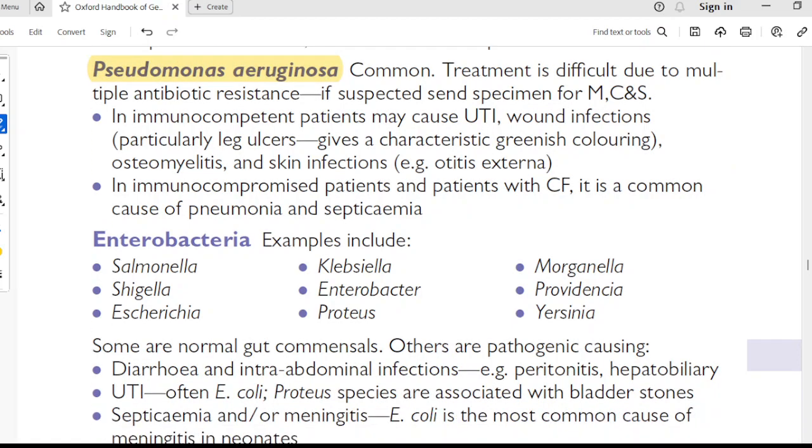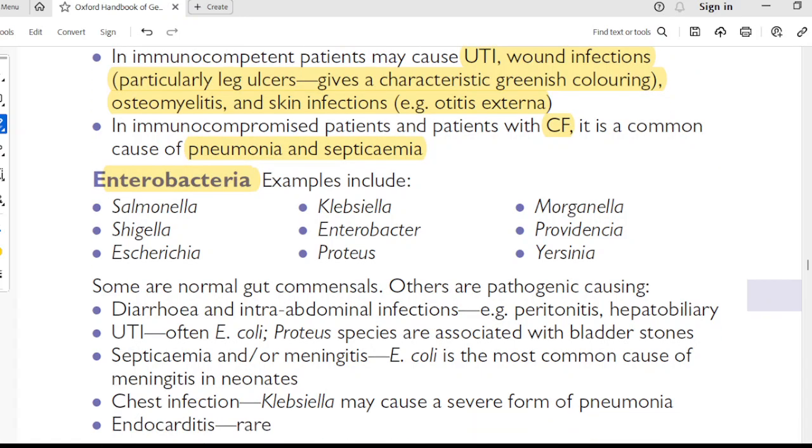Pseudomonas aeruginosa: common. Treatment is difficult due to multiple antibiotic resistance. If suspected, send a specimen for microscopy, culture and sensitivity. In immunocompetent patients it may cause UTIs, wound infections particularly in leg ulcers, giving a characteristic greenish coloring, osteomyelitis, and skin infections like otitis externa. So it is one of the causes of otitis externa also. In immunocompromised patients and patients with cystic fibrosis, it's a common cause of pneumonia and septicemia.